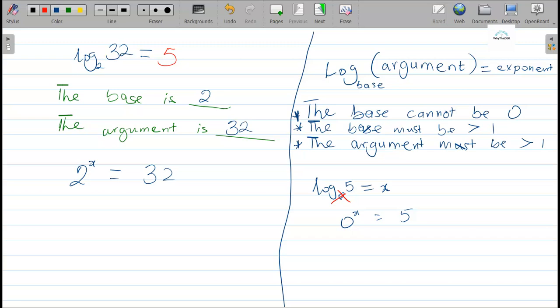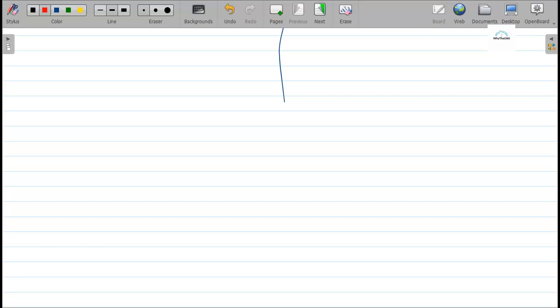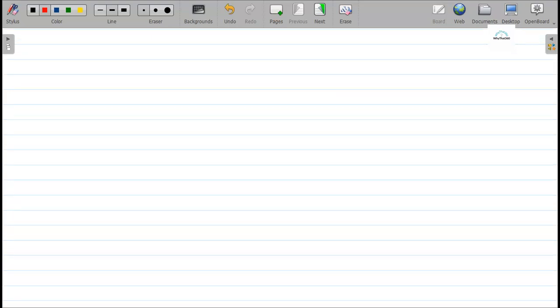I'm not sure why the base cannot be 1. You can ask why the base cannot be 0, but you will see more examples here. Now, why the argument also needs to be greater than 0.